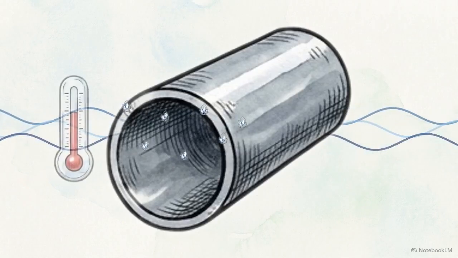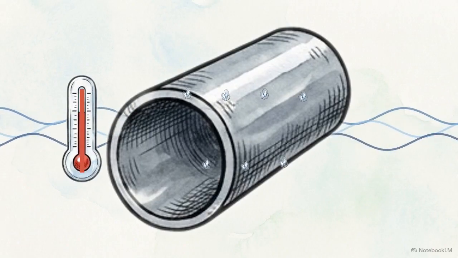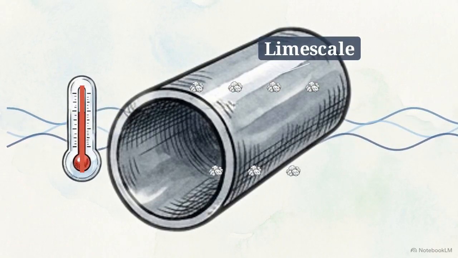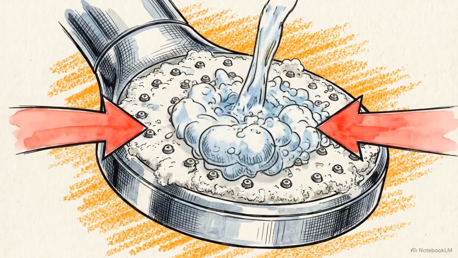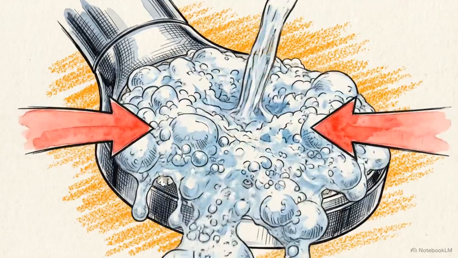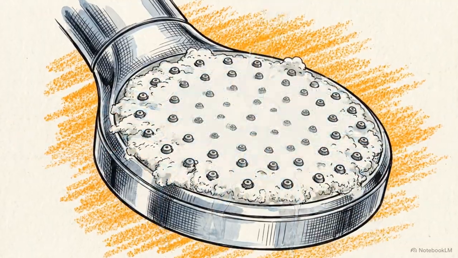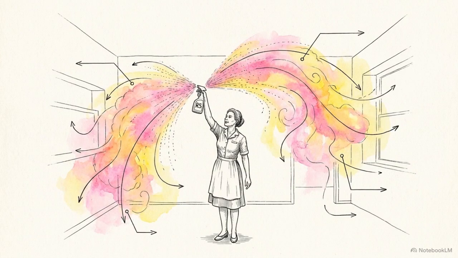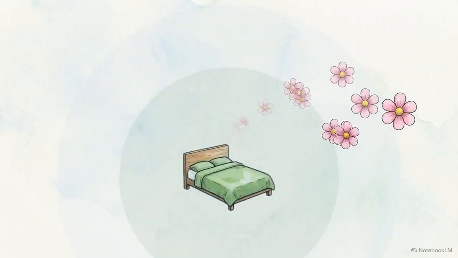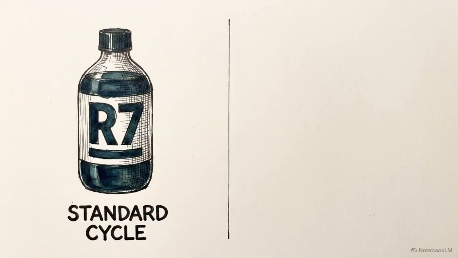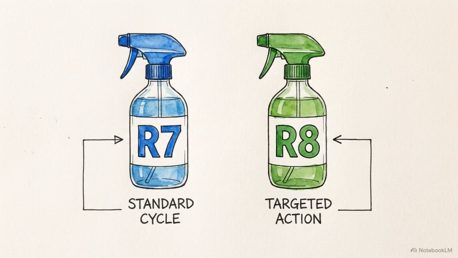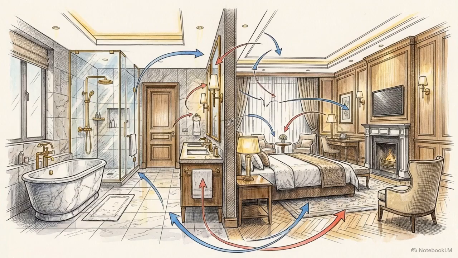These deposits are limescale, a hardened calcium buildup caused by the constant heating of hard water. To remove it, apply the specialized R8 descaler. Watch how it actively targets and melts away those hardened calcium deposits from the metallic surfaces. To finalize the room setup, spray R5 directly into the room's air and corridors to leave a pleasant floral deodorizing effect. Distinguishing between a daily maintenance chemical like R7 and a periodic restorative treatment like R8 ensures your cleaning routine also protects the long-term condition of hotel fixtures.